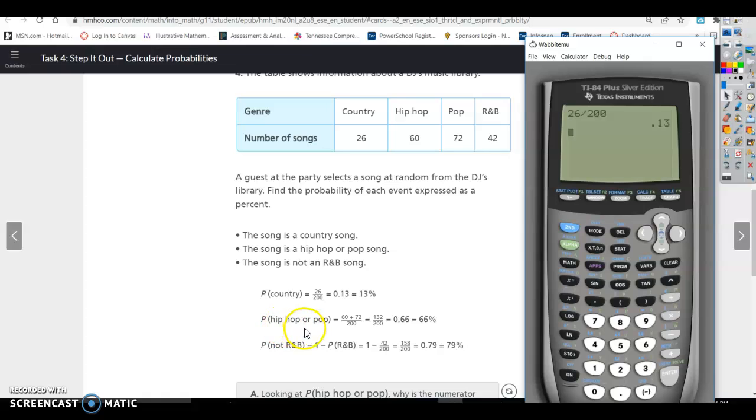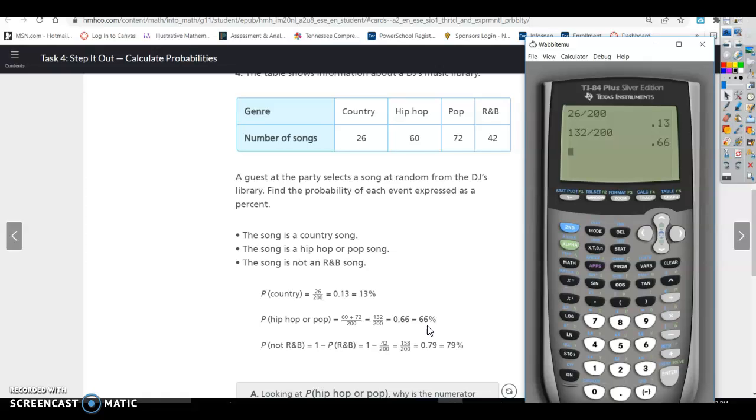All right, so hip hop or pop. Hip hop or pop, so that's a union, so you have to combine those. So 60 and 72. So you want to find the probability of choosing a song from one of these 2 genres. And to do that, you add those together. So it'd be 132 out of 200. So 132 divided by 200. And that gives you the 0.66 or 66%. So your chance of hearing a hip hop or a pop song from this playlist would be 66, almost 2/3%.